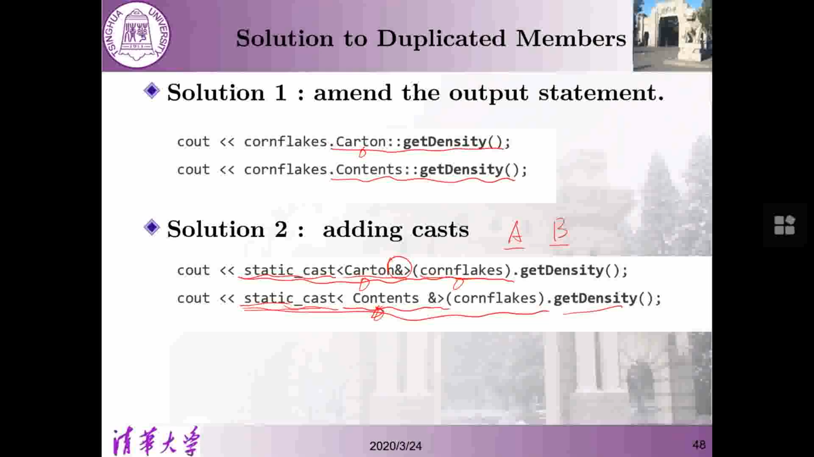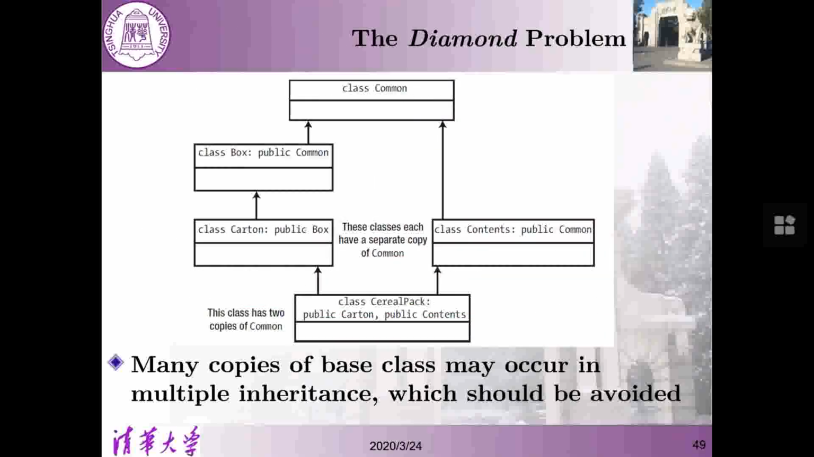Because it is public inheritance, a derived object is a base object, right? So we can do this kind of casting, okay? And for multiple inheritance, we actually have this diamond inheritance problem.